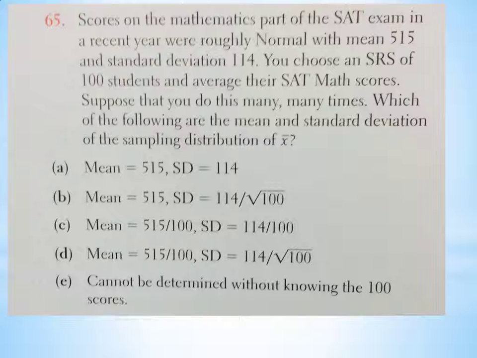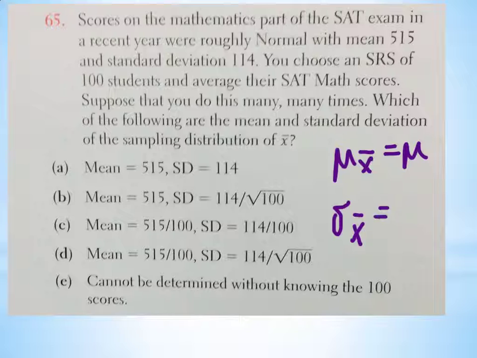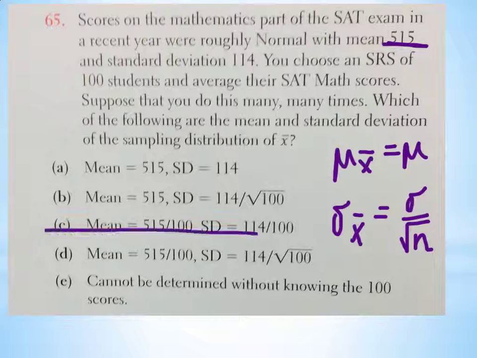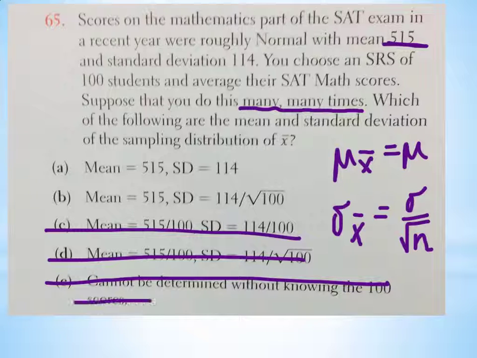If you look on page 4 of your reference sheet, it'll say the mu of X bar is mu, and the standard deviation of X bar is standard deviation over the square root of n. All I have to do is plug in the numbers. So the mean is going to be the mean, the same. So 515, I can eliminate C, I can eliminate D. Cannot be determined without knowing the 100 scores? No, that's a lie. We're going to do this many, many times, so technically we're not going to even have just 100 scores. We would have a lot of them. So we can do this problem, so you can cross off E. Does the standard deviation stay the same? No, it doesn't. N is 100, so B is our answer.